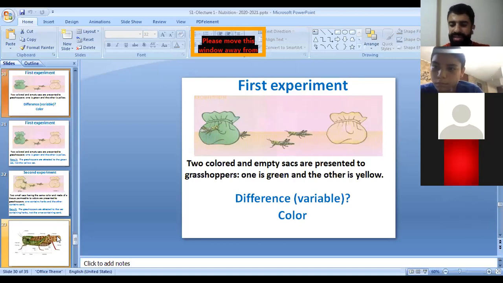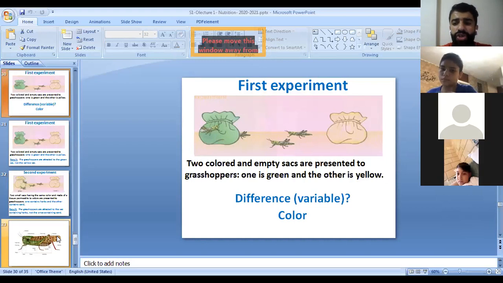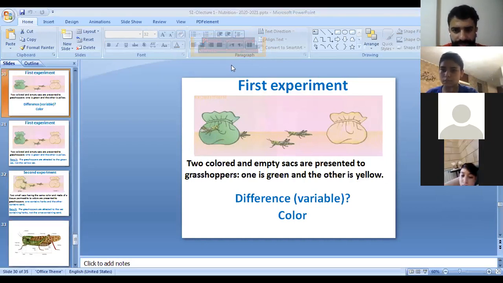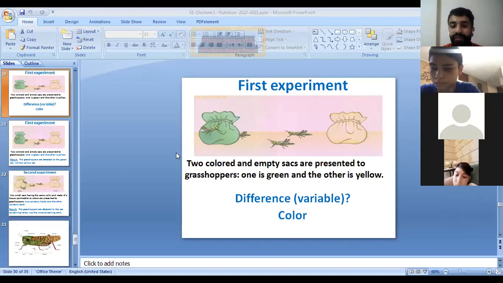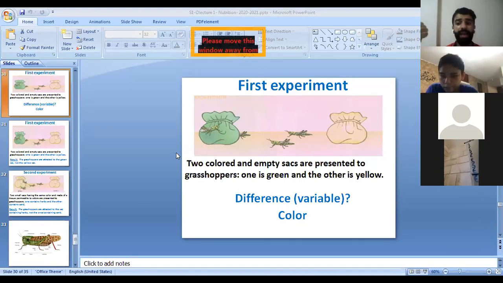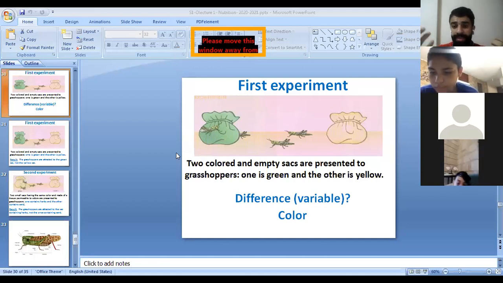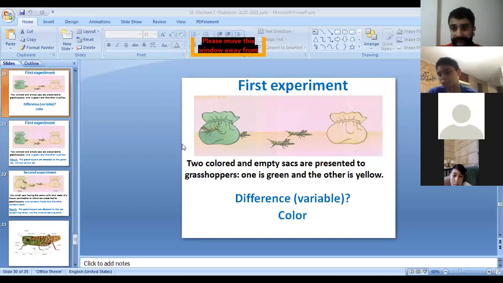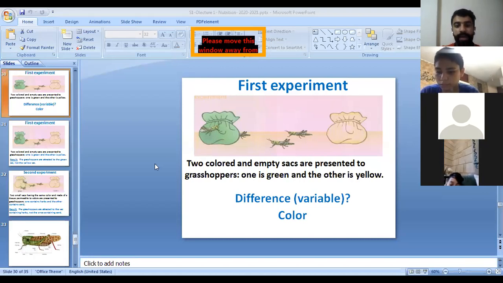What is the difference? From now on, in biology, the difference is called the variable. So what is the variable? The variable is the difference between the two. We have two sacks. One is green and the second is yellow. So the variable is the color of the sack.